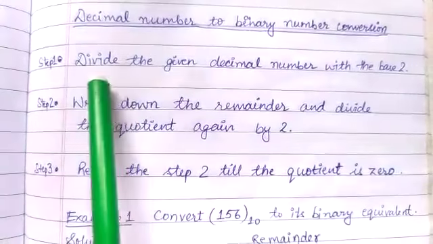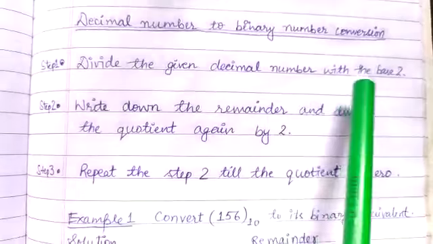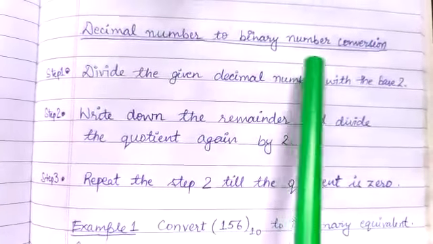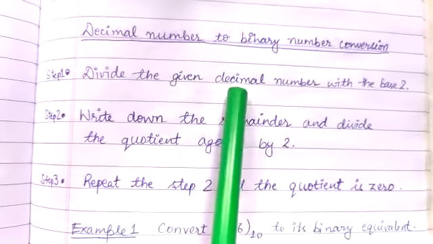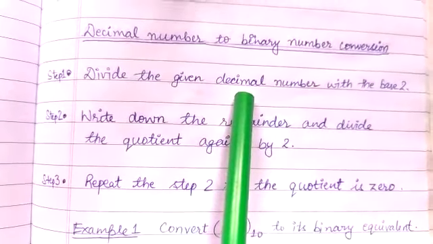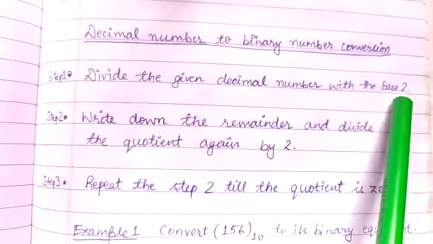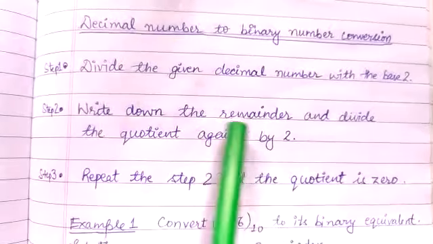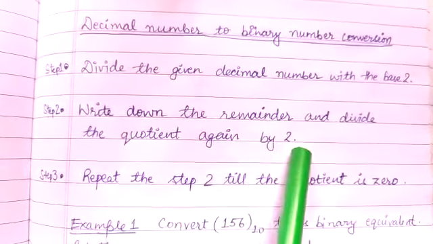The first step is divide the given decimal number with the base 2. Since binary number has the base 2, so whatever decimal number has been given, that has to be divided with base 2. So first we will divide with 2. Second step is write down the remainder and divide the quotient again by 2.